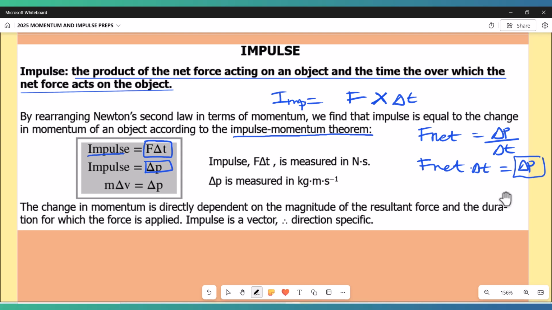Don't forget, impulse can be measured in Newton seconds. Why? Because force is in newtons and change in time is in seconds. And change in momentum is measured in kilogram meters per second. The change in momentum is directly dependent on the magnitude of the resultant force and the duration for which the force is applied. Impulse is a vector quantity. That's to say, it must be directionally specific. Let's look at examples here before we stop there.